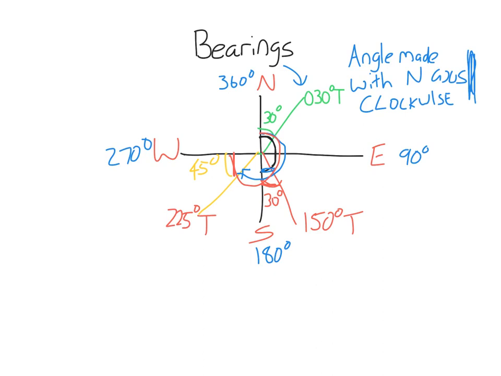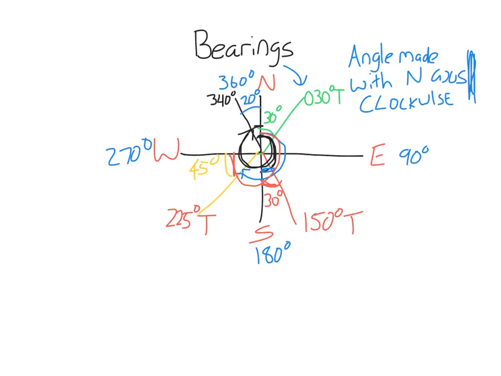And the last one I'll show you in the fourth quadrant. So let's say I go in this direction and this angle here was, say, 20 degrees. Again, could be ambiguous, so the angle I want is the angle made with the north axis going clockwise. So I'm talking about this angle all the way around. So that is 360 minus 20, and that will be 340 degrees.